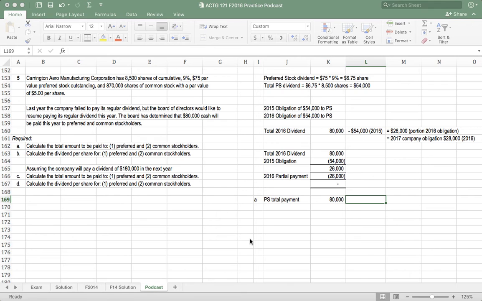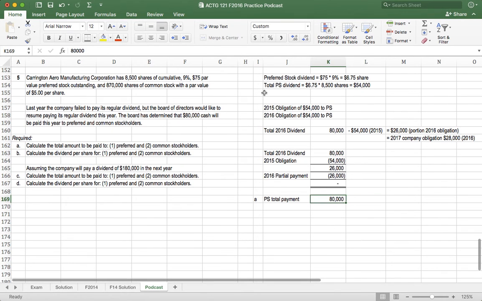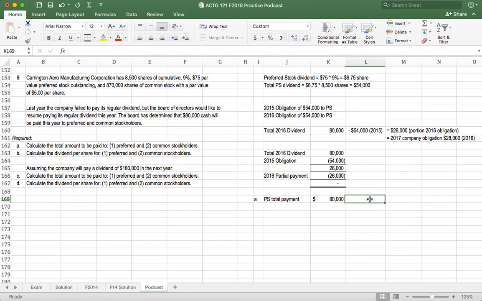Okay, so I left you, we just calculated that we were going to pay preferred stockholders a total payment in 2016 of $80,000. I should put in a dollar sign for you. And the second part says calculate the total for common stock. Well, common stockholders are getting nothing because preferred stockholders are getting it all.